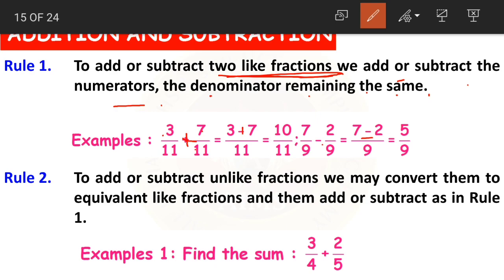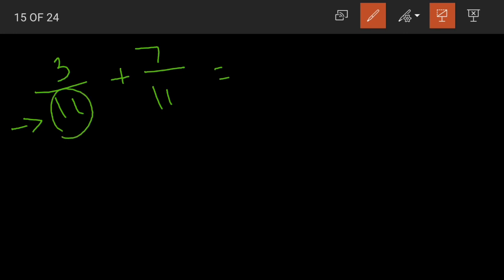Now let us take the example 3 by 11 plus 7 by 11. What will be the first step? The first step will be to check whether these are like fractions. Yes. Now both the fractions have 11 as their denominators. So we can call these two like fractions. And as they are like fractions, we can perform addition here.